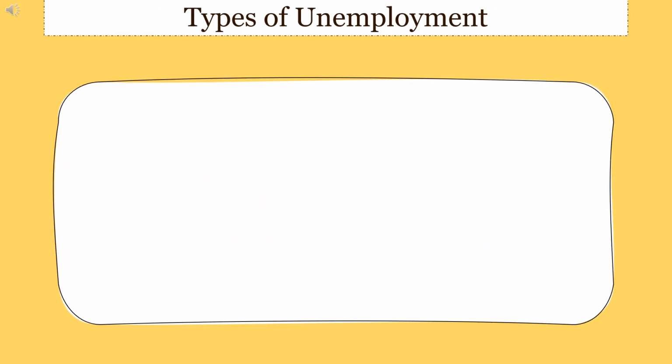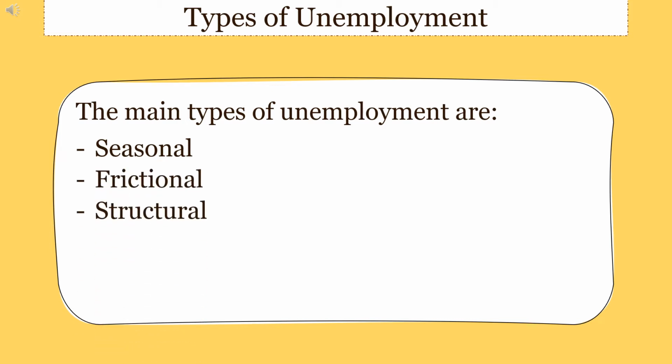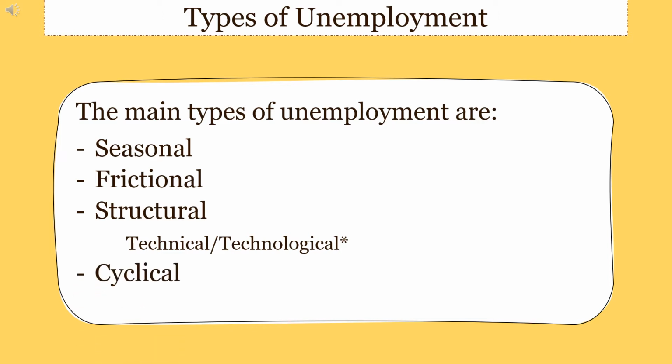Now that we have gotten those key definitions out of the way, we're going to be looking at types of unemployment. There are several types or categories of unemployment that you would find online, but four of the main types are seasonal unemployment, frictional unemployment, structural unemployment, and technical or technological unemployment is a very major type of structural unemployment. And the final one is cyclical unemployment. We're going to be looking at these in a little more depth.